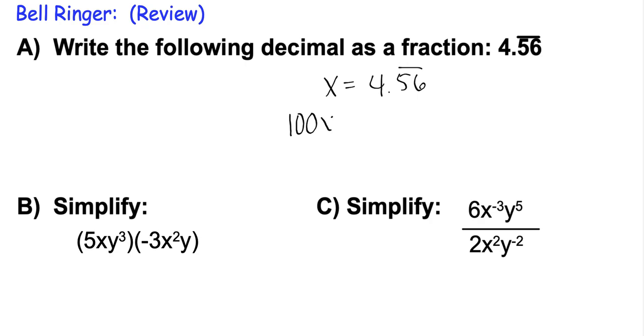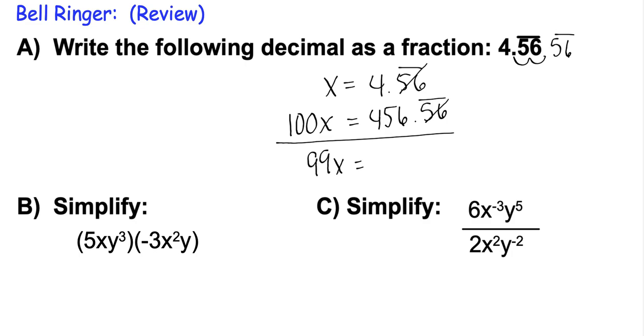So we got 100x on the left. And we're multiplying this by 100, which is going to move that decimal place over 2. So you have 456. And remember, this is a repeating decimal, so this is 5, 6 repeating here too. So we got 5, 6 there, repeating. Okay? Then we subtract our two equations, and the nice thing here is that those repeating decimals are going to go away when we subtract those two. So 99x on the left, 452 on the right, and then we have a one-step equation.